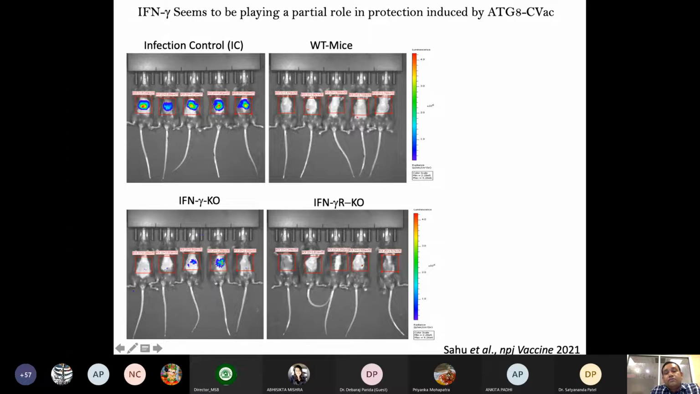So what we did here in the wild type mice is we immunized them. So they are all protected. Okay, so this is the wild type mice.